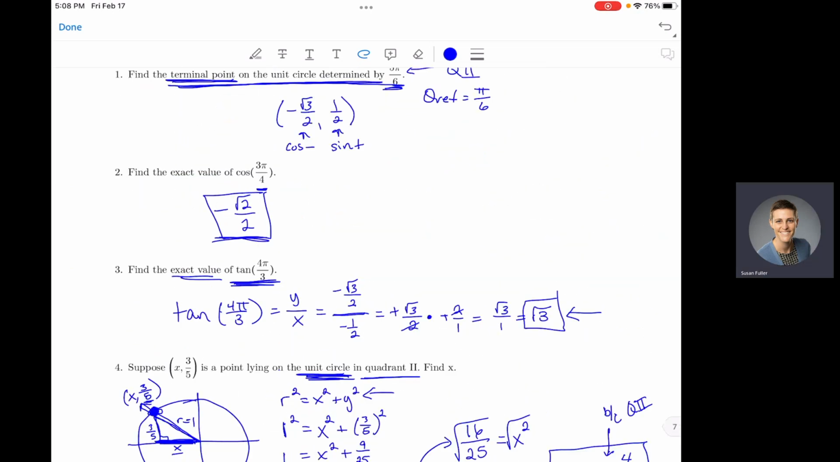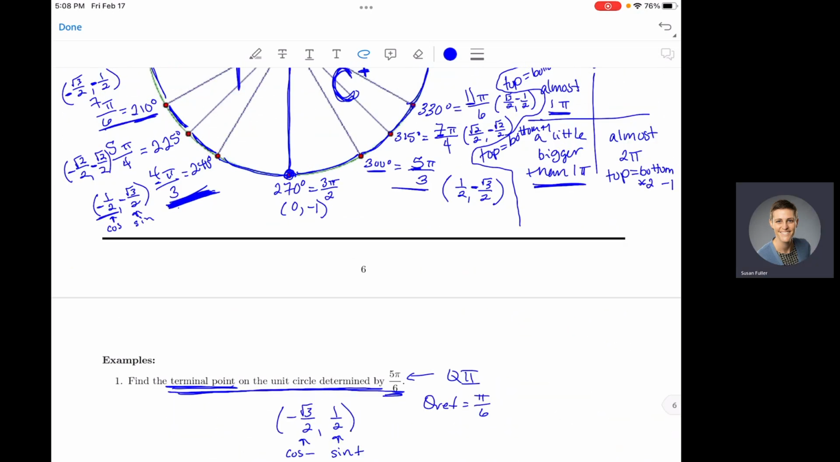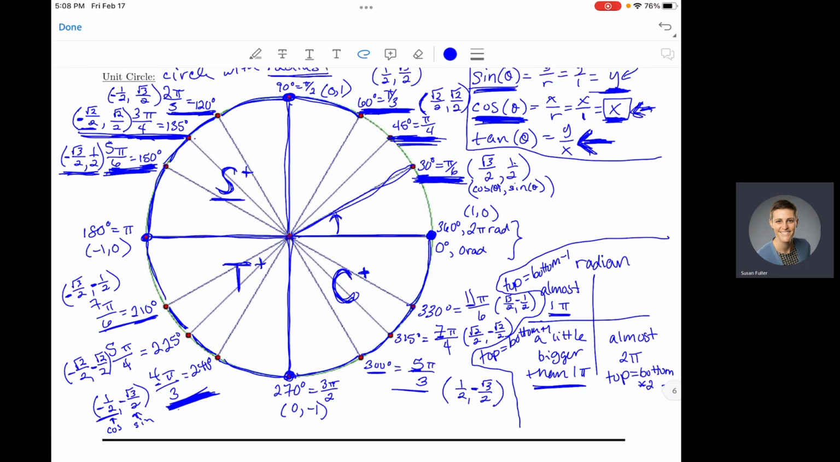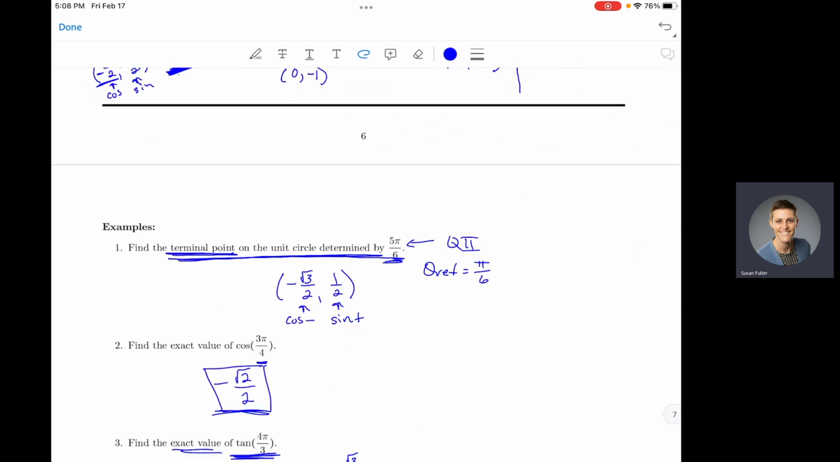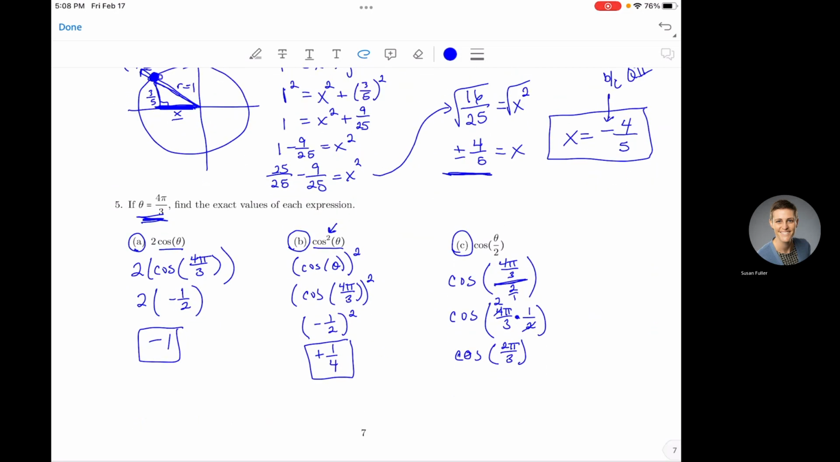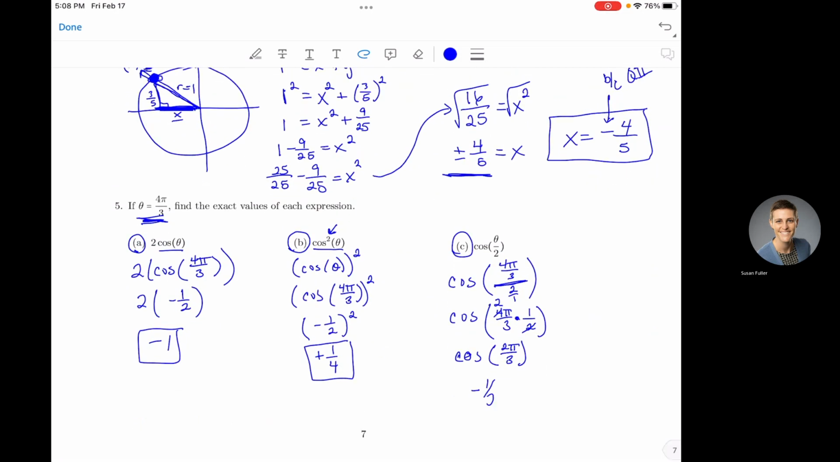2 pi over 3, that's an angle on my unit circle. I'm going to come up here to my unit circle. 2 pi over 3 is right up here. And I wanted the cosine value, so I'm going to look at the x coordinate here, -1/2. Okay, so that is the unit circle and how to use it.